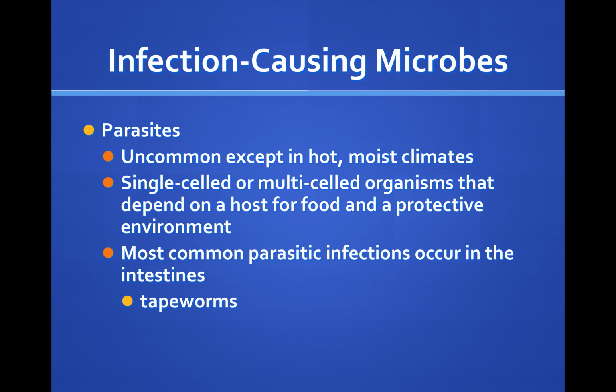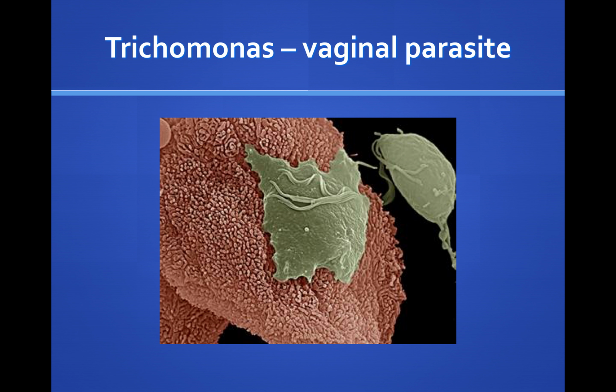They're single-celled or multi-celled organisms that depend on a host, whether it's us or something else, in a protective environment. The most common parasitic infections that we see are in the intestines, and they're known as tapeworms. And there's just a really big blown up picture of what the trichomonas, which is a vaginal parasite, looks like.